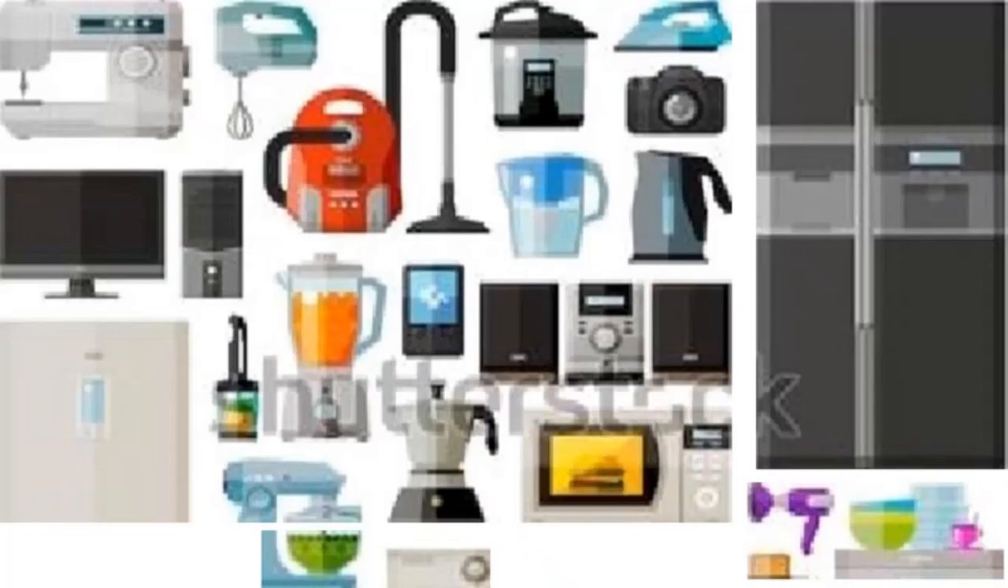What can you see from the picture? You're right, it's all devices. They are electronic devices and household devices. For example, you can see the cellular phone, the PC or personal computer, the juicer, the rice cooker, the iron, and so on.